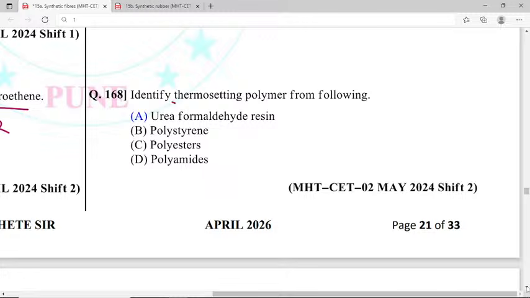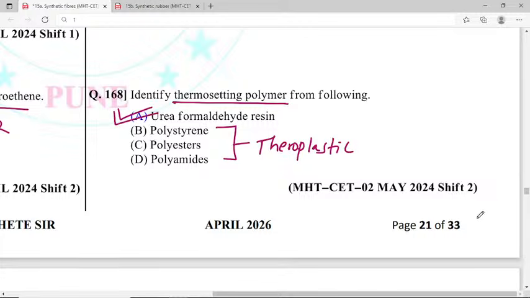Identify the thermosetting polymer. The thermosetting polymer is urea formaldehyde resin. Polystyrene, polyester, polyamide are all under the category of thermoplastic polymers. In the polyamides, there is a huge family of nylon: nylon 6, nylon 6,6, nylon 2,6. Nylon 2,6 is biodegradable.